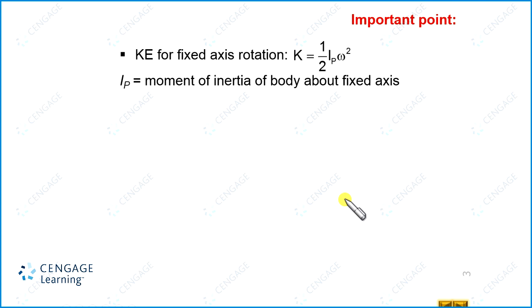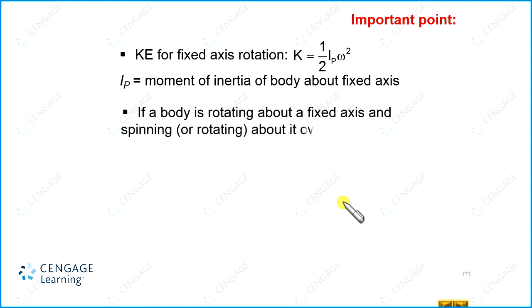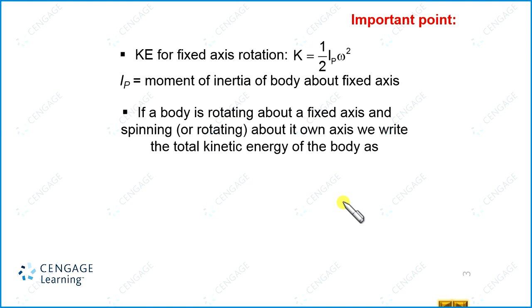Now come to the second important point. If a body is rotating about a fixed axis and is spinning or rotating about its own axis, then we can write total kinetic energy as K total equal to K orbital plus K spin. K orbital is the kinetic energy due to rotation about the fixed axis, and K spin is the kinetic energy of the body spinning about its own axis. So this is the total kinetic energy in case the body is rotating about a fixed axis and is spinning about its own axis. Okay, so now let us move to some application part.